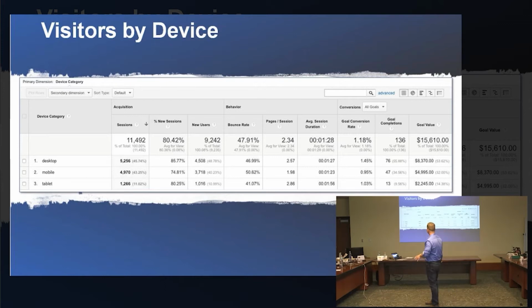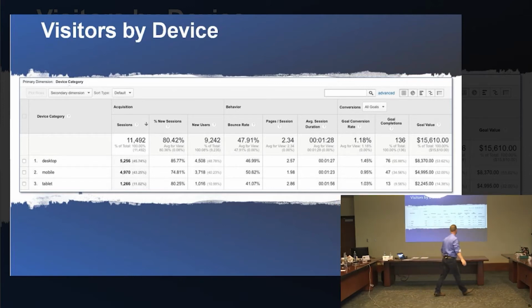So the first thing I'll look at is the bounce rate. Bounce rate for desktop is 46, mobile is 50, tablet 41. That is all very acceptable. What would concern me is if this mobile bounce rate was 70 or 80 or 90. That would tell me that something with my mobile visitors is way off compared to desktop. If my desktop bounce rate is 50 and my mobile is 70, 80, 90, that means my mobile visitors are not having a good experience and they're out.